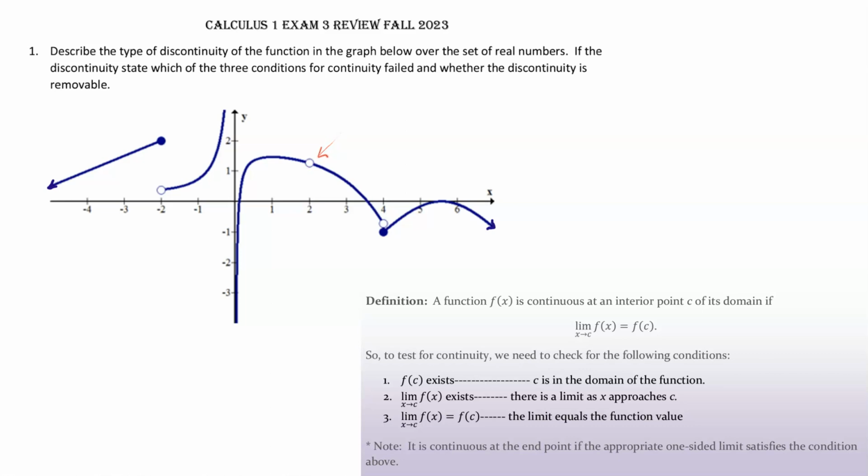So at this point right here, that is a removable discontinuity where condition 2 is met, however condition 1 is not. Then we just go ahead and assign the function value to be whatever the limit is, so that conditions 1 and 3 are also met and we are able to remove the discontinuity.